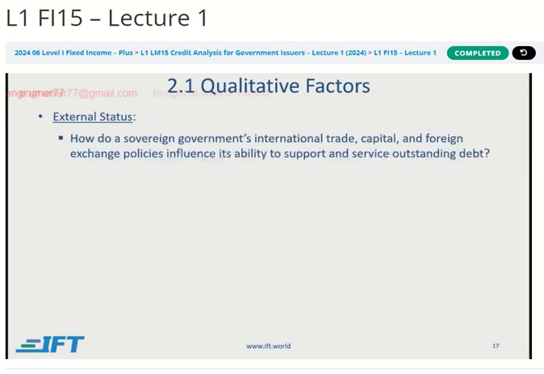Now, external status. Again, this is related to the IMF and how much outstanding debt is there, how much that is of your ability to generate revenue, right? Are you living within your means or not? What's going on with your international trade and capital? Do you have a current account surplus or a deficit? If it's a deficit, how bad is it? Do you have a capital account or a financial account surplus or deficit? So what's going on in your external accounts?